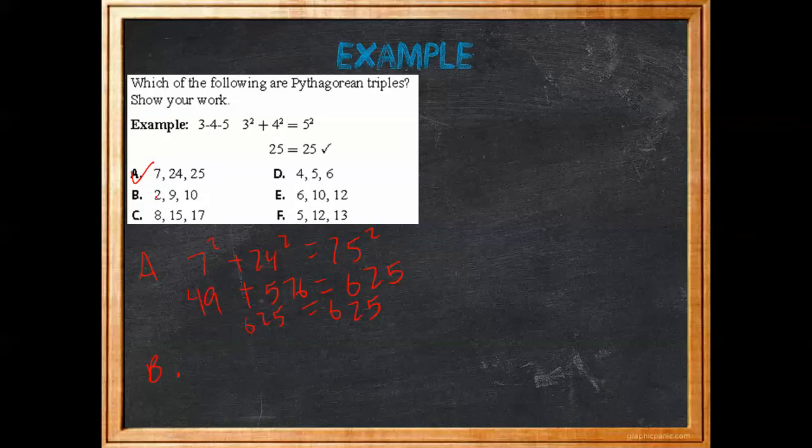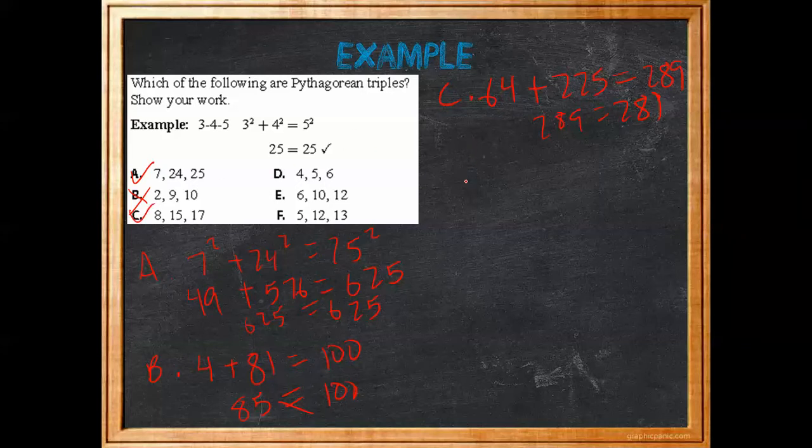For B, 2 times 2 is 4, plus 9 times 9 is 81, 10 times 10 is 100. So if we take 81 plus 4, that's going to give us 85. 85 does not equal 100, so this one is not right. For C, 8 times 8 is 64, 15 times 15 is 225, and 17 times 17 is 289. So if we take 225 plus 64, we get 289 equals 289. So that one does work.